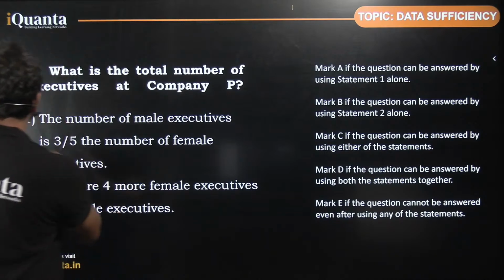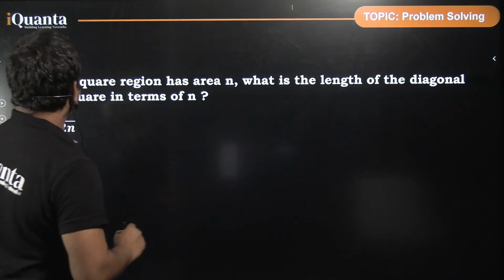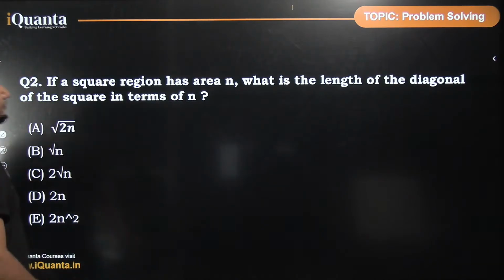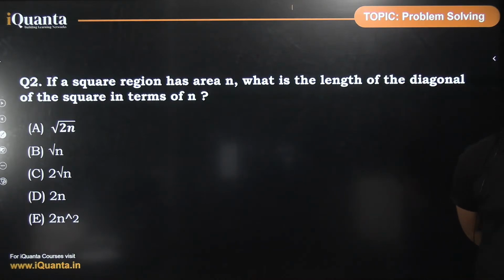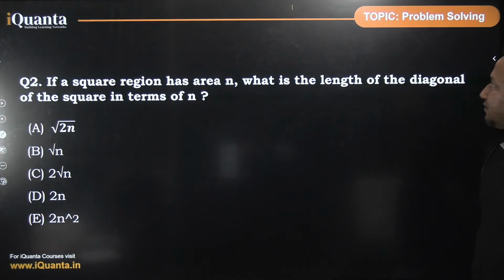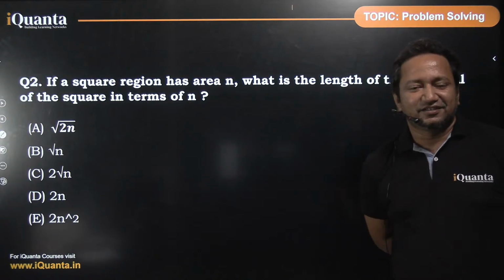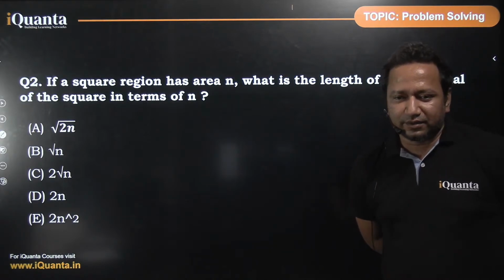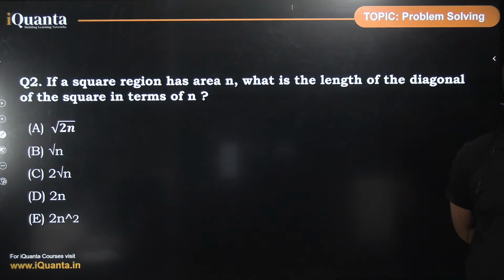Oh, this is the same question. All right. If a square region has area n, what is the length of the diagonal of the square in terms of n? That is what we have to find. This is not data sufficiency, this is problem solving. This is mathematics. Here we have to actually find the solution. So I'll wait for 2 minutes for answers, and then I'll discuss the problem.